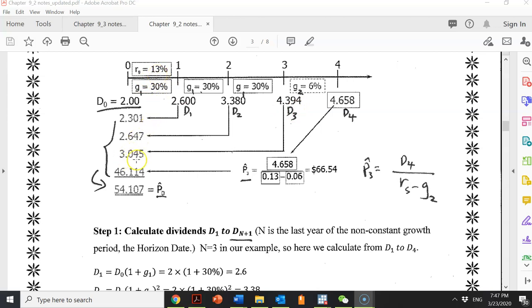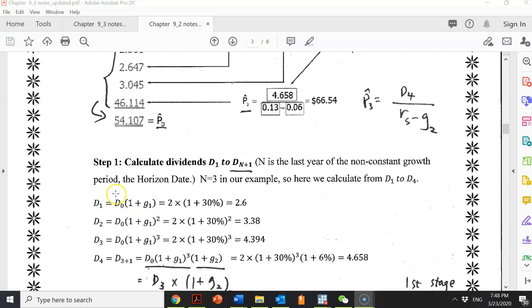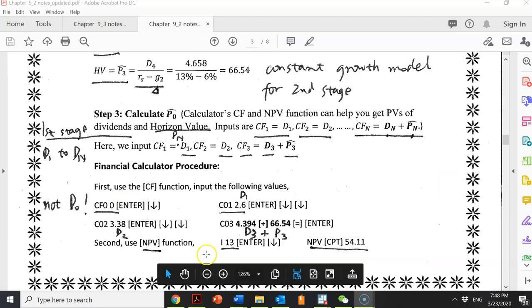So we have 3.045. For P3, first we calculate it by using D4 over R_S minus G2. So we have 66.54. And then we divide by 1 plus 13% cubed. So we have 46.114. And then we add these four numbers up. So we have P0 hat as 54.107. You can discount D1, D2, D3, P3, these four flows manually, or you can use the cash flow function on the calculator.